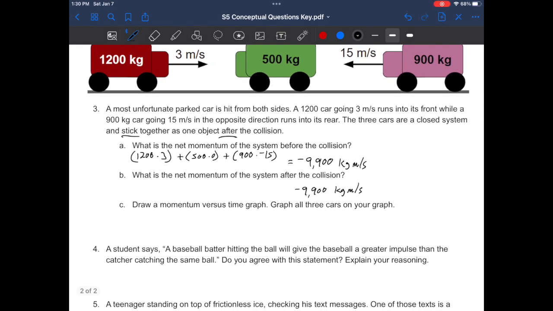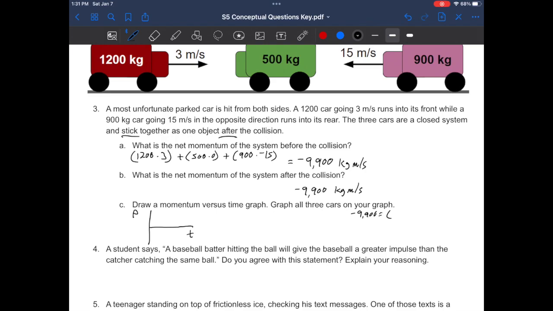So here we're going to need to know the individual momentums before the collision and after the collision in order to graph their momentums. Now we know that their final velocity is going to be something we're going to have to calculate. We don't know their final velocities. Their initial momentums, we calculated earlier. 1,200 times 3 would be the first one. 500 times 0 would be the second, the green truck's initial momentum, and then 900 times negative 15. We can get their initial momentums pretty quickly, but we're going to have to do some calculation to determine that final combined velocity, because once they hit, they're stuck together.